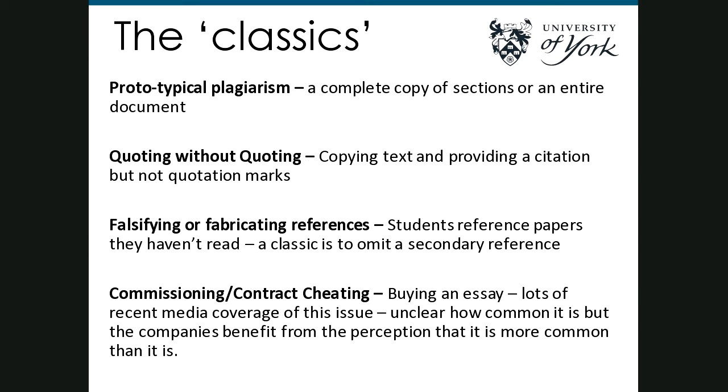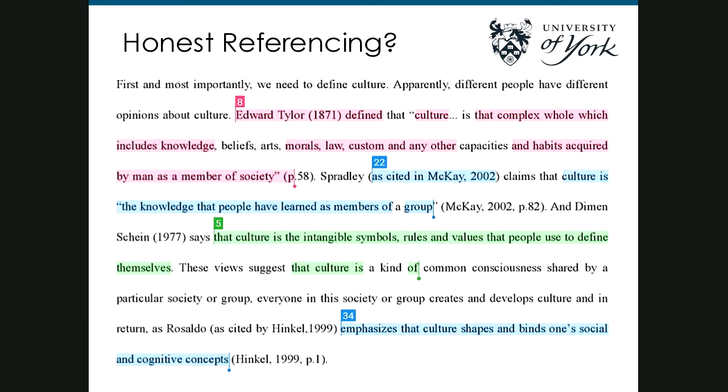So if we move on to this next slide here: are the students being honest about what they're referencing? This is a classic one where the student should be giving a secondary reference in a number of cases. We can see that Edward Tylor is highlighted here, 1871. Now, why is the student referencing that? Actually, what we find from the Turnitin report is that it's being used a lot in different texts, and the student hasn't read the original source. It would be better for the student to find a much more recent definition of culture in the relevant academic literature in the field.